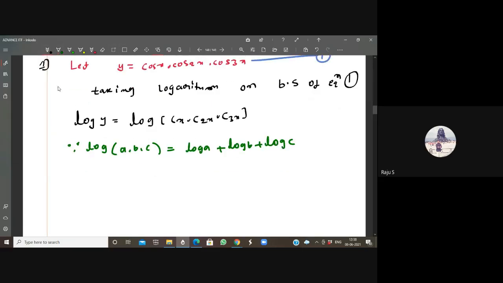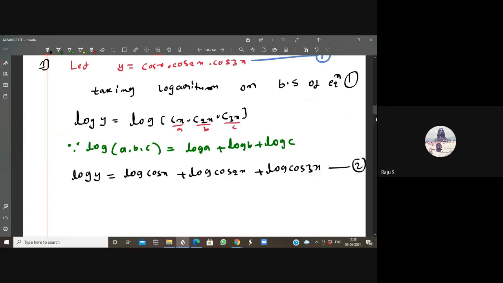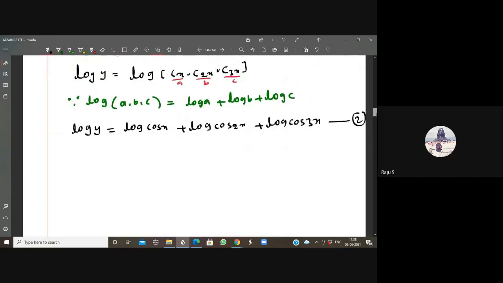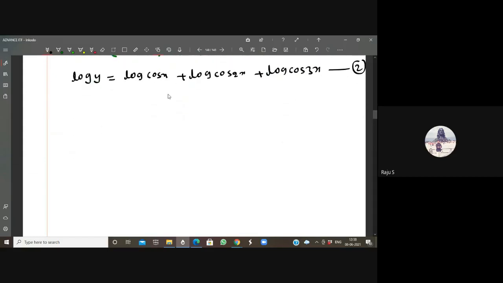Apply this formula. So we are going to get log y is equal to log of cos x plus log of cos 2x plus log of cos 3x, taking these as A, B, C. Let us take this as equation 2, after applying a log on both sides first. Now we can differentiate equation 2 with respect to x.